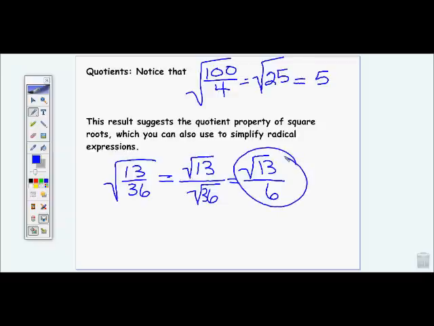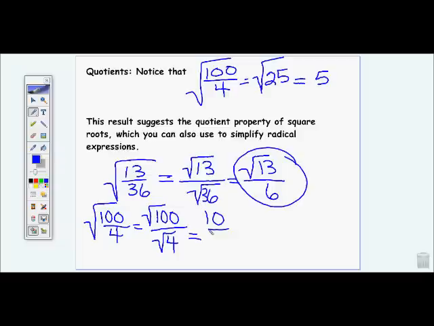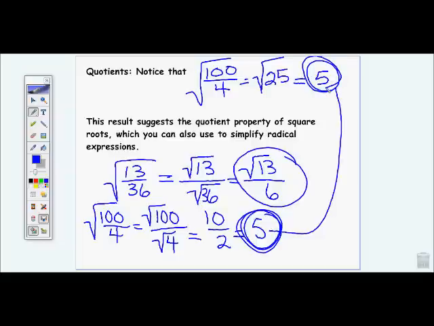Let's go back up to our first one that we did, the square root of 100 divided by 4, and this time let's work it out a little bit different. Instead of simplifying right away to the whole number, let's show that it proves the one above it. So the square root of 100 over the square root of 4. The square root of 100 would be 10, and the square root of 4 would be 2, and 10 divided by 2 would still get us to the same answer when we simplify.